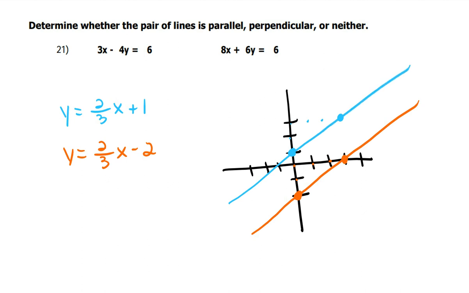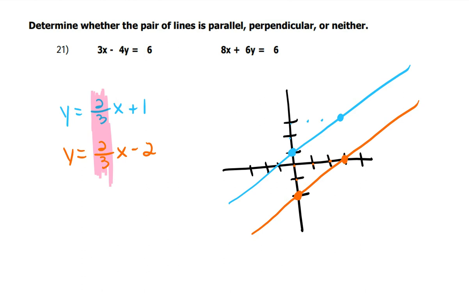And you can see they run side by side. They never touch each other. And so they have the exact same slope, which you can see right here. They are both the same slope. It's 2/3. Now, that's parallel. Parallel lines have the exact same slope.